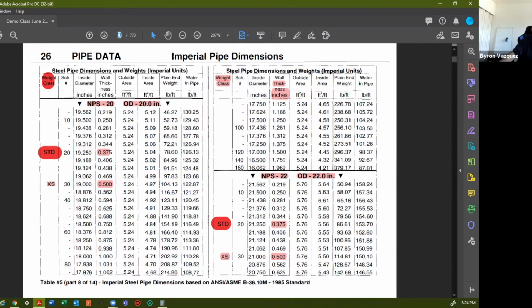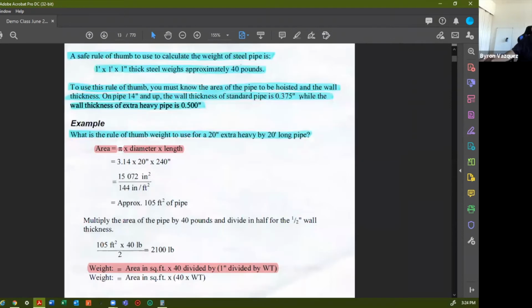And I wanted to reiterate that because it's important. That's going to come up. So just keep that in mind.